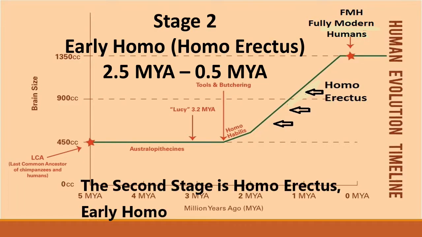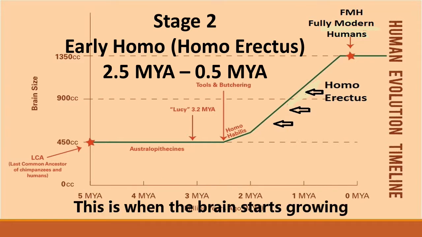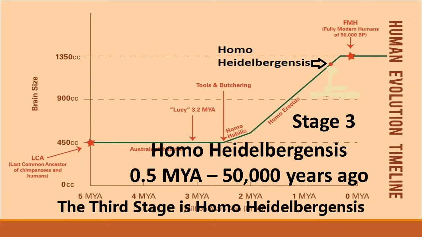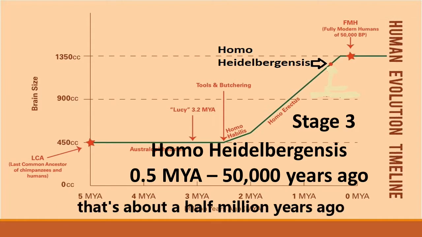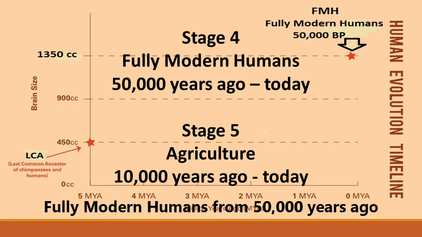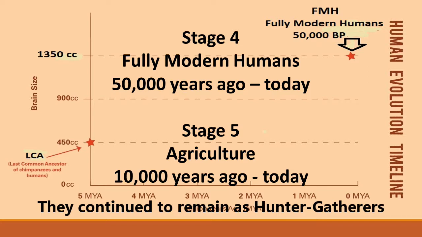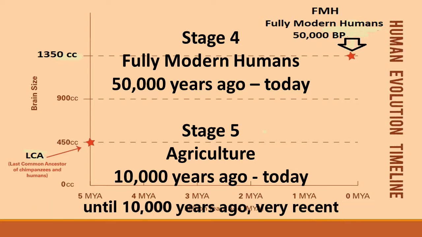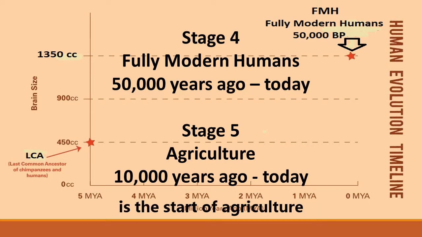The second stage is Homo erectus, early Homo. This is when the brain starts growing. The third stage is what I call Homo heidelbergensis, the Heidelbergs. That's about 500,000 years ago. And the fourth stage is fully modern humans, 50,000 years ago. They continued to live as hunter-gatherers until 10,000 years ago. 10,000 years ago, very recent, is the start of agriculture.